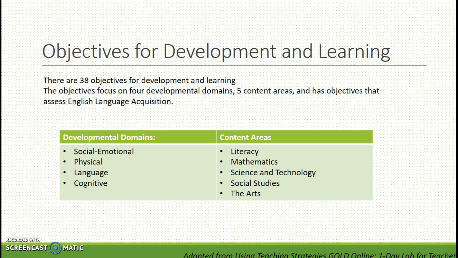Okay, so in the TS Gold system, there are 38 separate objectives for development and learning. And the objectives focus on 4 developmental domains. So these are social-emotional, physical development, language development, and cognitive development. Now it also focuses on 5 general content areas, and that's literacy, mathematics, science and technology, social studies, and the arts. And so these developmental domains and content areas are kind of like your broad overarching categories of development and learning.